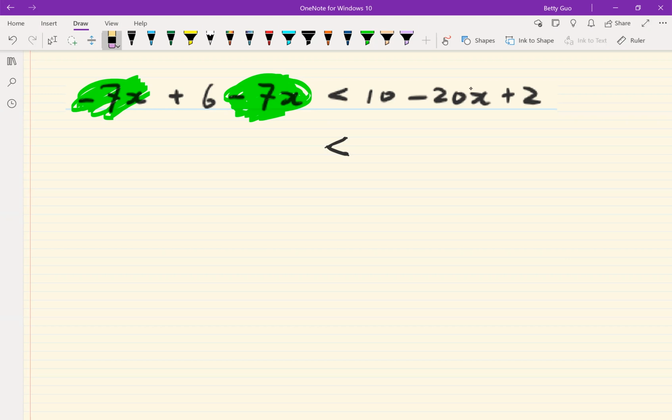But you still have number 6 on the left. You're going to bring it down. You don't throw it away. +6. On the right-hand side, can you combine 10 plus 2? What is 10 plus 2? 10 plus 2 is 12. 12 minus 20x. Yeah, very good. So now you did the first step. You simplify both sides, right?